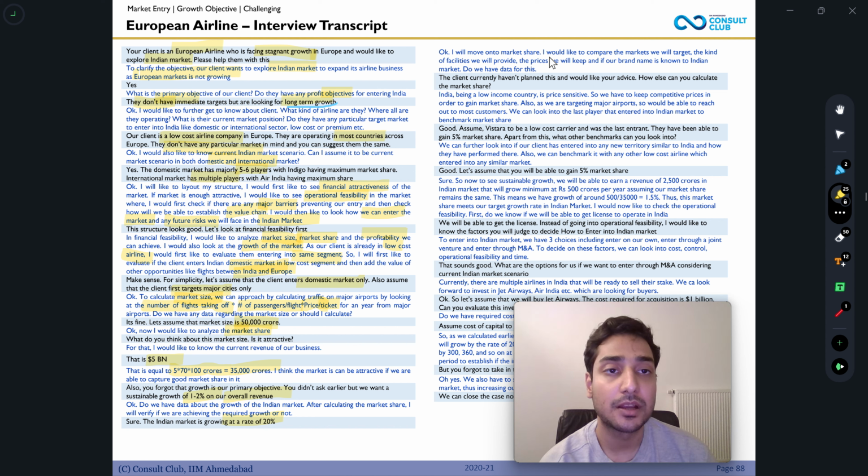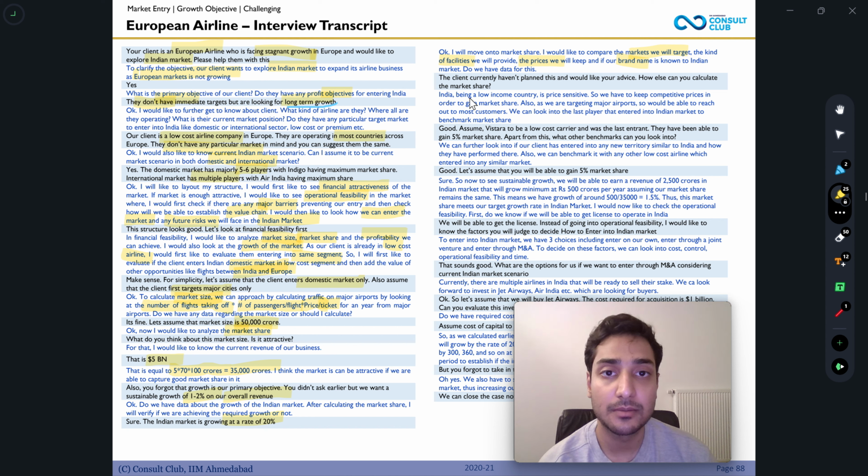I would like to compare the market share we will target, the kind of facilities we will provide, the prices we keep, and whether our brand name is known to the Indian market. Do we have data for this? The client currently hasn't planned this and would like your advice. How else can you calculate the market share?